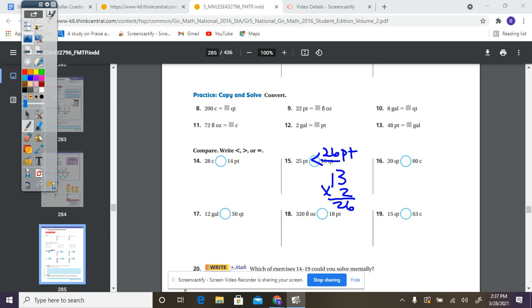So I hope this video helps. It's the same process, but different units of measure, different ways to convert. Okay? So use this video to help you on page 595 and 596.